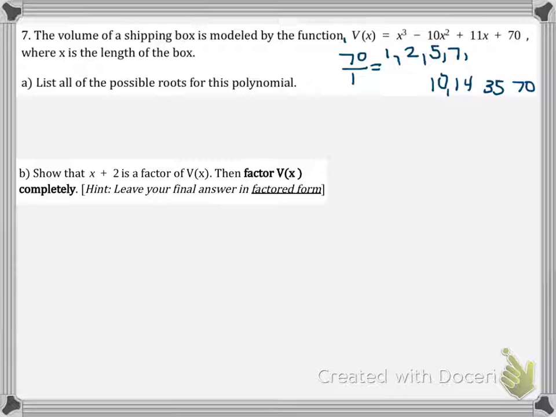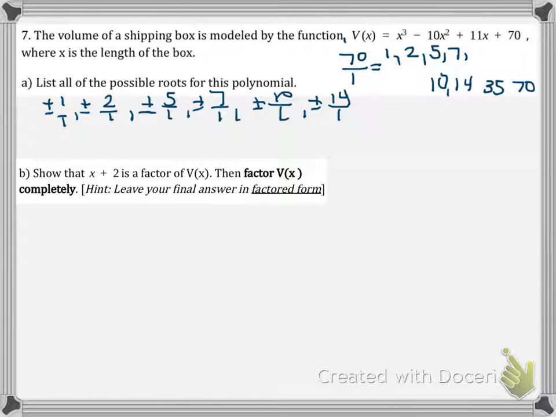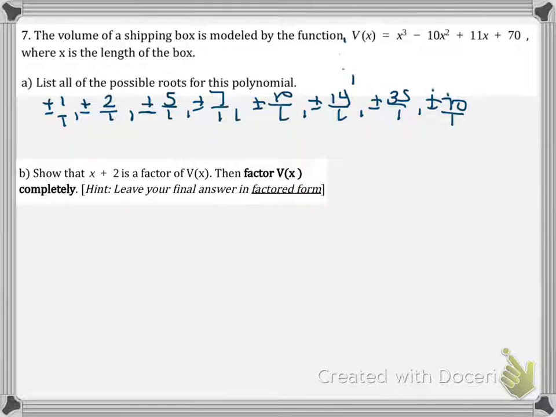So to list all the possible roots for this polynomial, we're going to say it's plus or minus 1 over 1, plus or minus 2 over 1, plus or minus 5 over 1, plus or minus 7 over 1, plus or minus 10 over 1, plus or minus 14 over 1, plus or minus 35 over 1, and plus or minus 70 over 1. Okay? So those are all the possible roots. We're just using the rational root theorem.